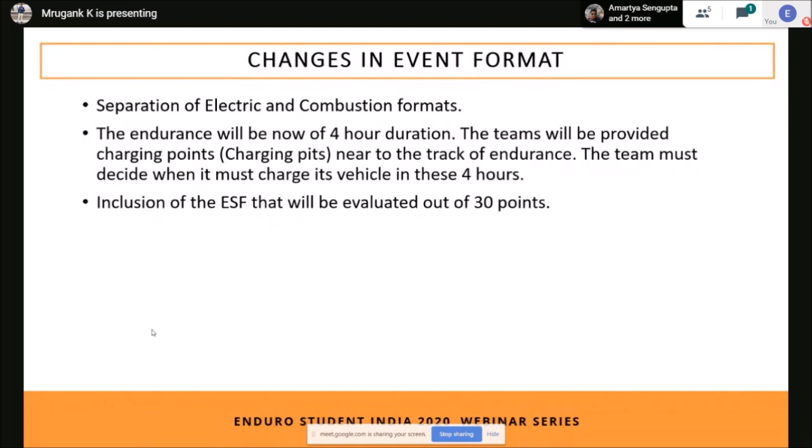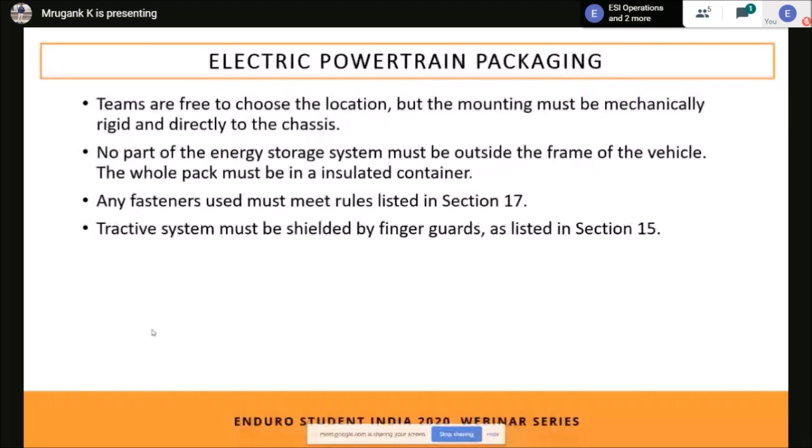Okay, so moving on to electric powertrain packaging. There are two basic components regarding which there are rules about the packaging. First is the tractive system itself, and the second is the energy storage system. Both of them can be placed anywhere on the chassis as per the team's wishes. However, they must be rigidly mounted to the frame of the car. Also, both the components must be located within the ground plane of the car. The ground plane is any plane that is formed by two or more members on the outside of the chassis.